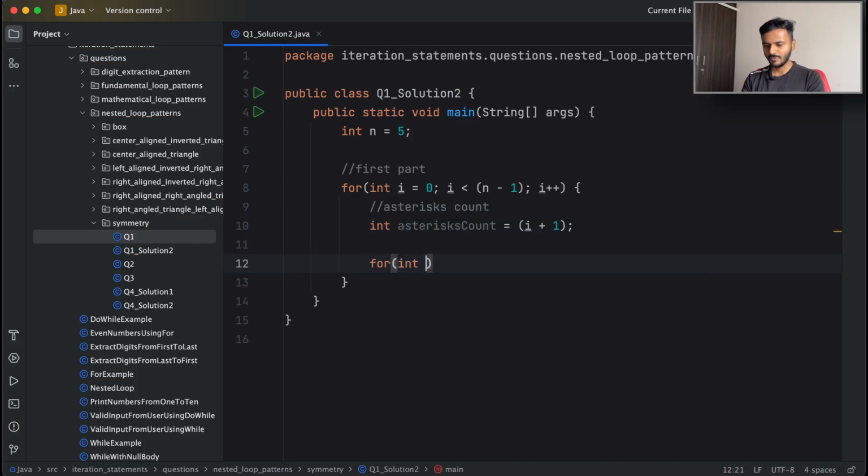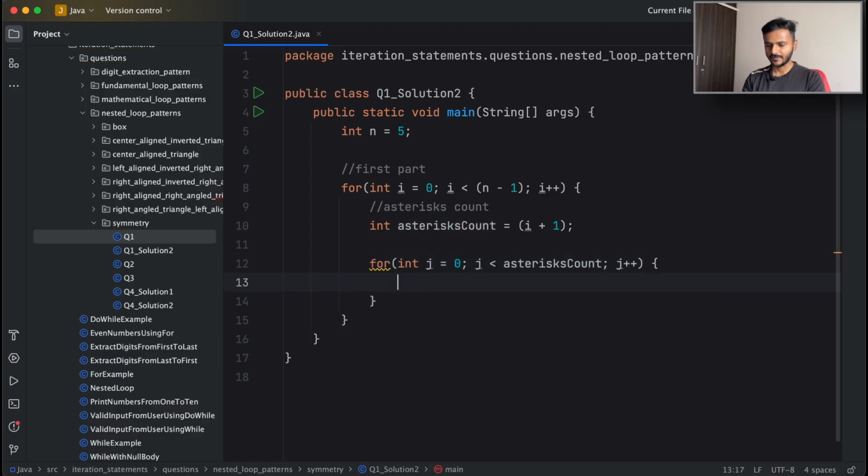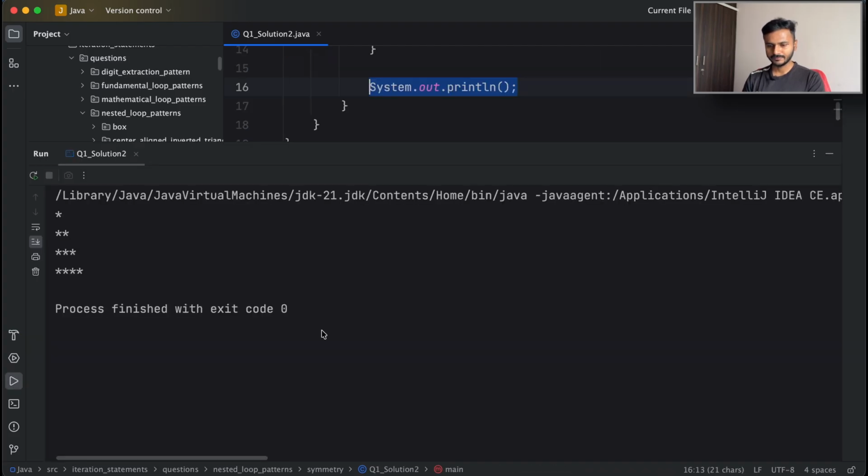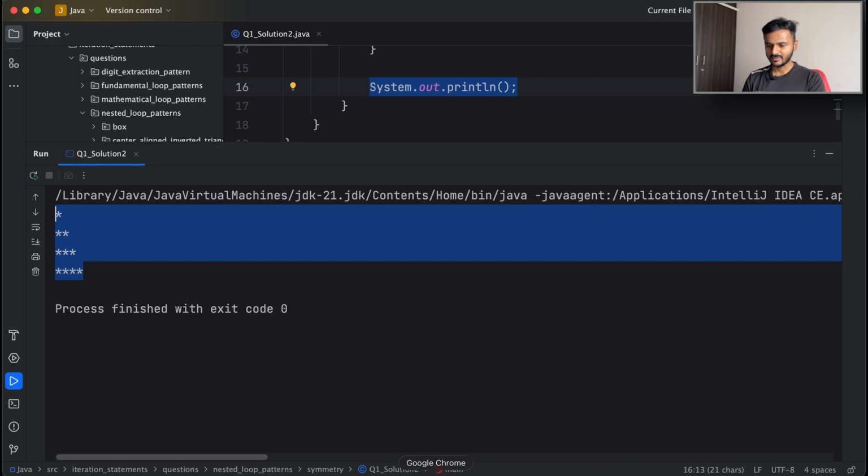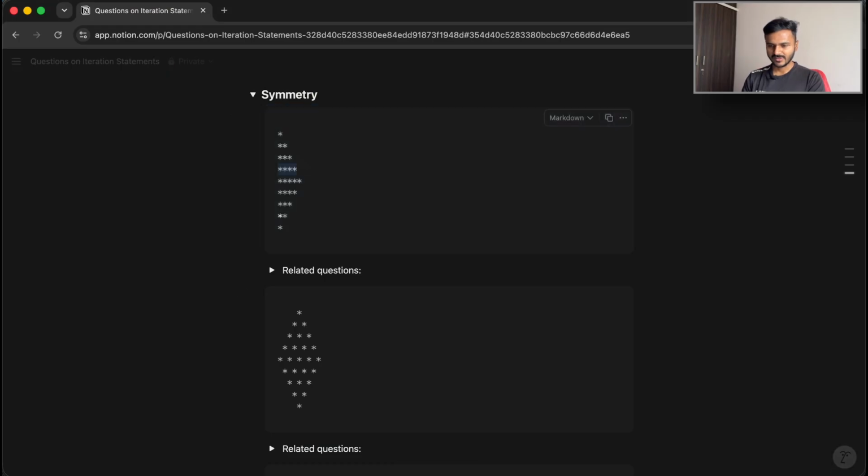Then we'll have another loop. We'll say j equal to 0, j less than asterisk count, j plus plus. And here we'll have System.out.print. We'll print an asterisk, then an empty println. That is all. So if I run the code, this is what we get, which is the first part of the pattern that we are trying to print, right?